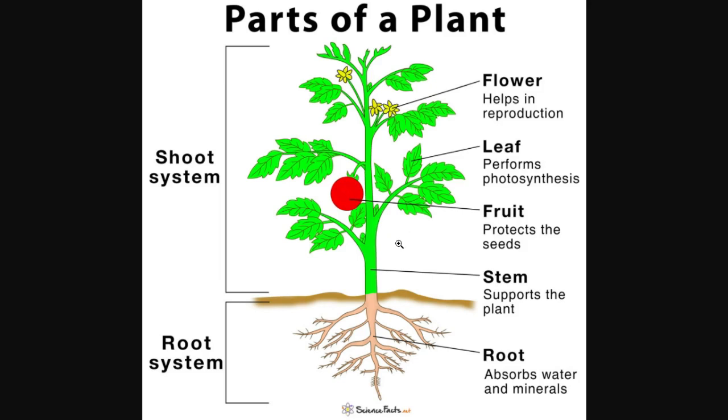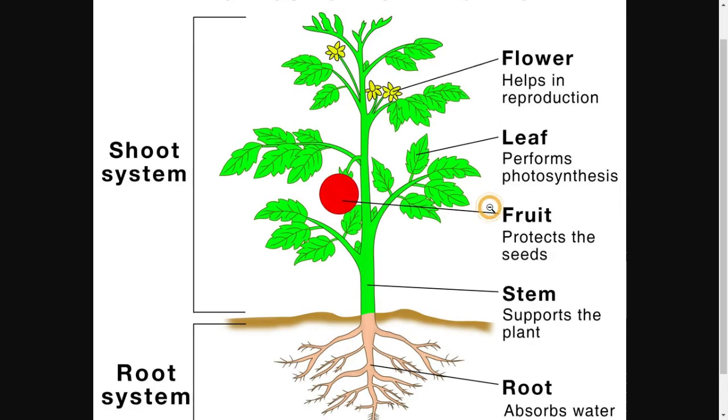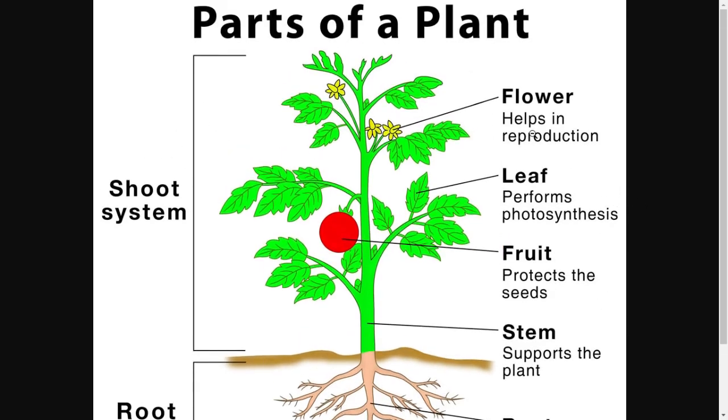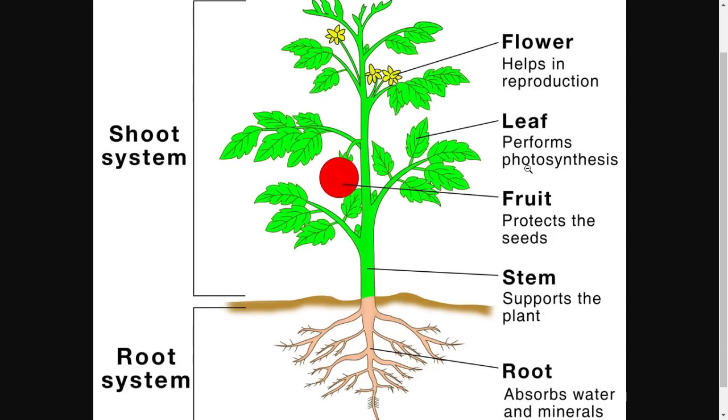Now let's go ahead with the parts of the plant and their functions. So we have here the flowers that help in reproduction, of course. Then we have the leaf that performs photosynthesis. And we have the fruit that protects the seeds. We have the stem that supports the plant. And the root that absorbs the water and minerals and is like the anchor of the plant. So this is the shoot system and this is the root system.